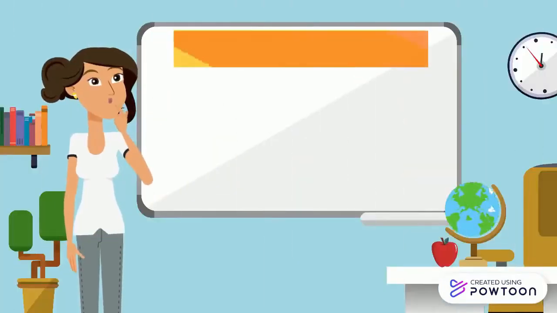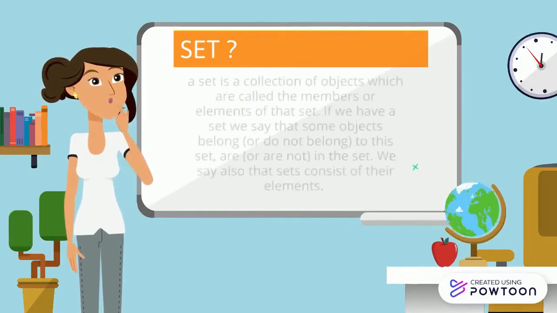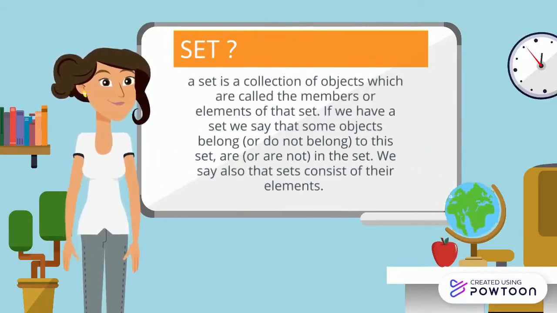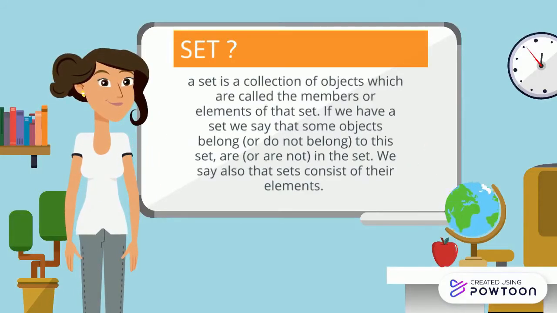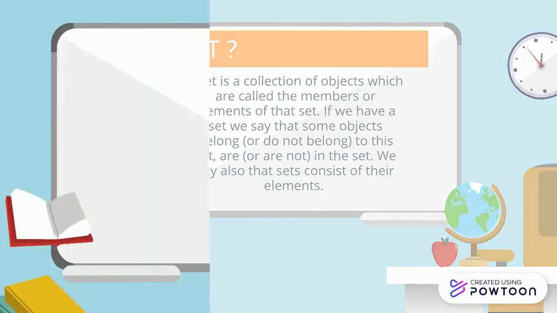So what is a set? A set is a collection of objects which are called the members or elements of that set. If we have a set, we say that some objects belong or do not belong to this set, are or are not in the set. We say also that a set consists of its elements.